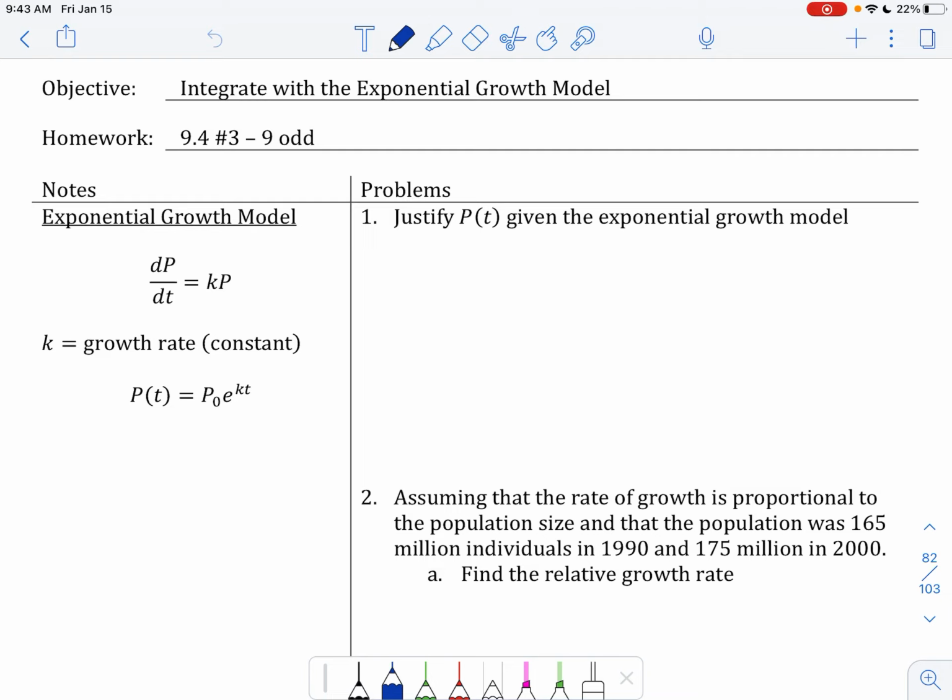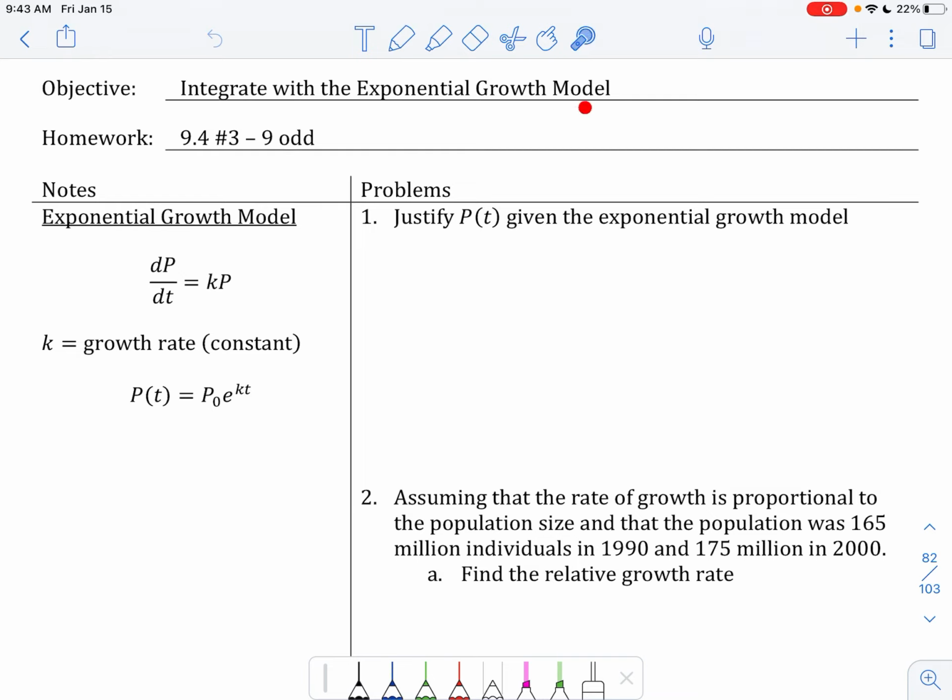We're going to keep going straight ahead with chapter 9, and then you'll have a quiz tomorrow on everything, including what we did last week with Euler's method and a nice review of separable equations.